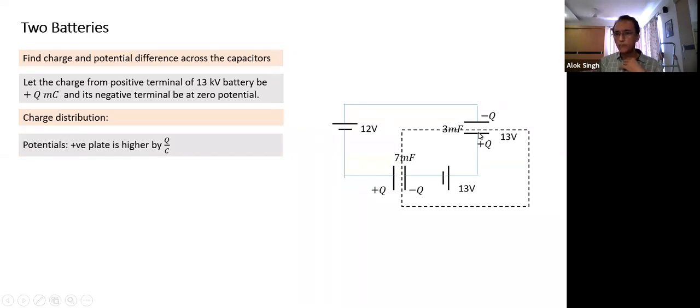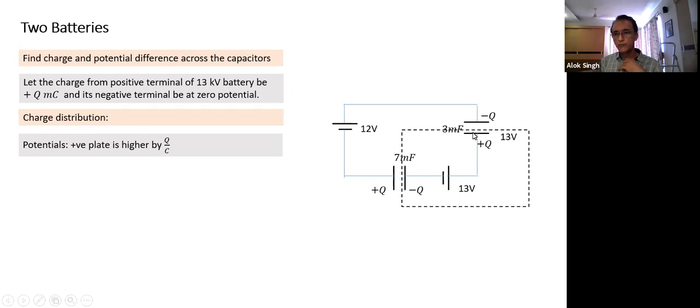So this plate, what is the potential? 13 volts. This is 0 volts. Positive plate is 13 volts. And this plate of the terminal, this plate of the capacitor is connected, so this also is 13 volts. If this is 13 volts, what will be the potential of the negative plate here?